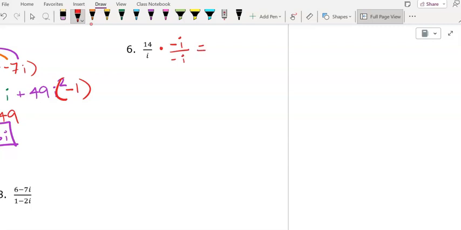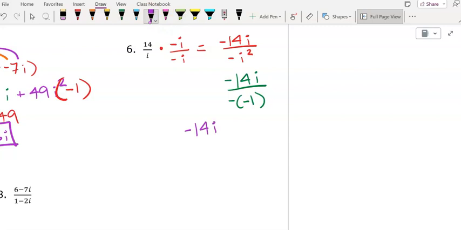So if I do that, that gets me up top 14 times negative i, so that's negative 14i. And on the bottom, i times negative i, that gets me negative i squared. Okay? Now, negative i squared. Remember, i squared is negative 1, so that becomes negative 14i up top. On the bottom, I have negative 1, so it's really just a positive 1. So my final answer, it's just negative 14i. Because remember, you don't have to write that something's divided by 1. That's just redundant.